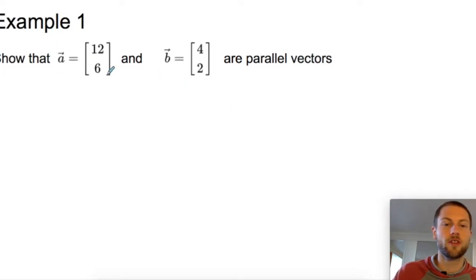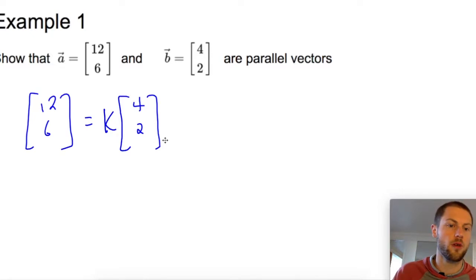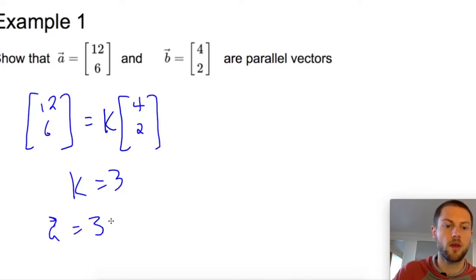We'll take these two vectors here, A and B, and we want to show they're parallel. So if they are parallel, that means that <12, 6> should equal some k times <4, 2>. And hopefully we're seeing this right away, that if I multiply 3 by 4 and 3 by 2, I get this. So if k is equal to 3, then basically what I've proven here is that vector A is equal to 3 times vector B. And there you go. So they must be parallel if there is a scalar that exists.